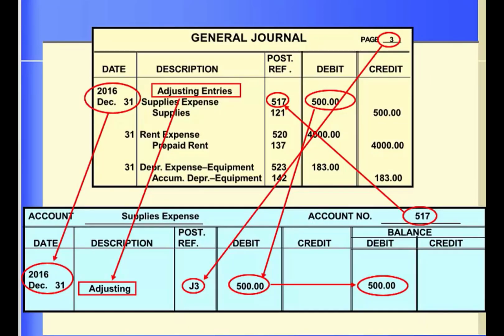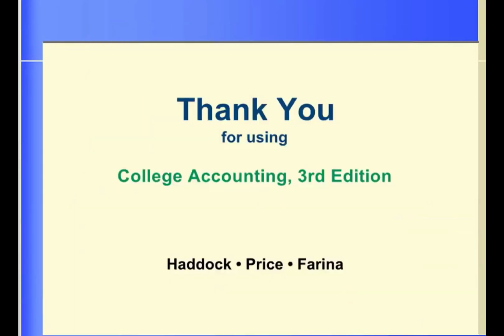Here is the first adjusting journal entry, which has been posted to the supplies expense ledger account. You can take a moment and review the posting steps. The other ones are posted in a similar manner. After all adjustments have been posted, all accounts in the financial records are up to date. Adjustments are usually made on the last day of the accounting period.